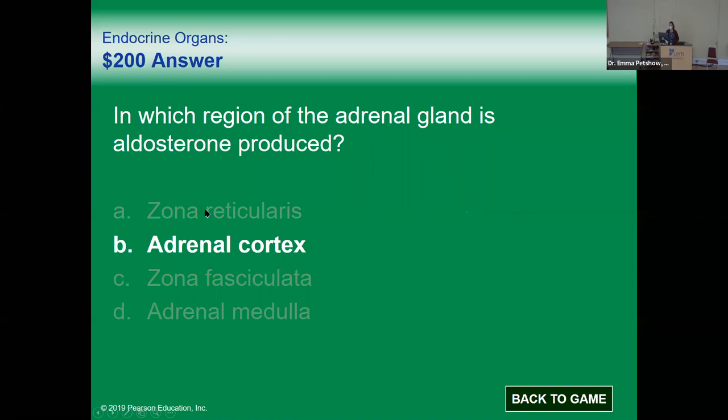The glomerulosa in a... Yeah, they don't have the glomerulosa on here as an answer. So that would probably be your best answer. But of these answers allowed, adrenal cortex would be your best. But yes, glomerulosa is your other layer. Absolutely. Correct. Hence the picture.